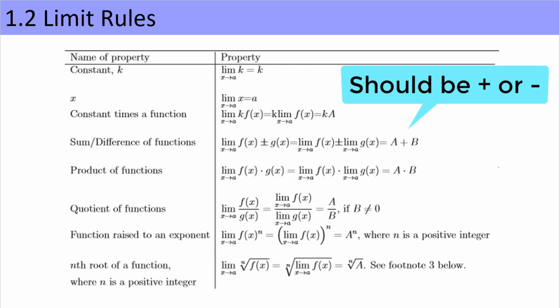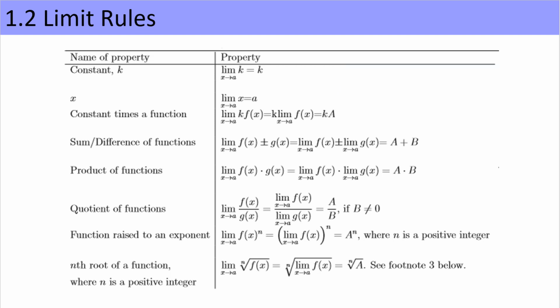The product of functions. So now you're multiplying two functions together. The limit as x approaches a of f of x times g of x is equal to the limit as x approaches a of f of x times the limit as x approaches a of g of x, which is equal to the product of A times B.